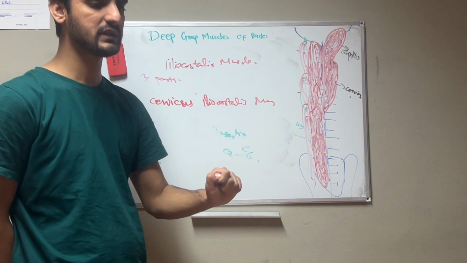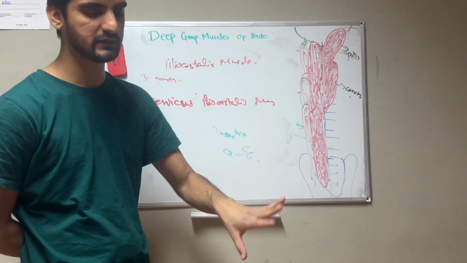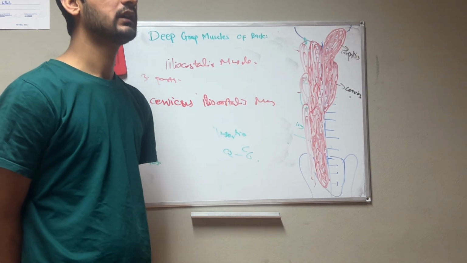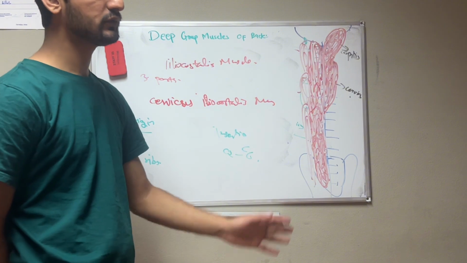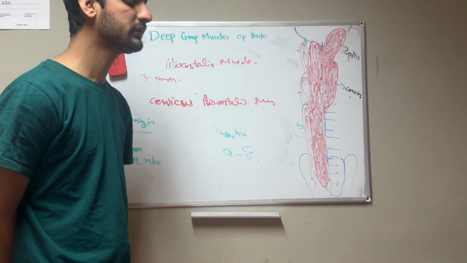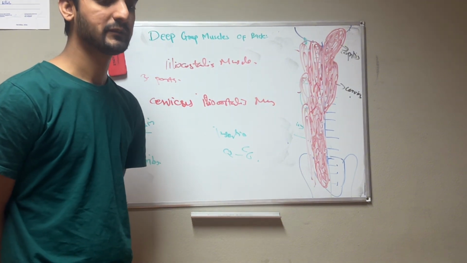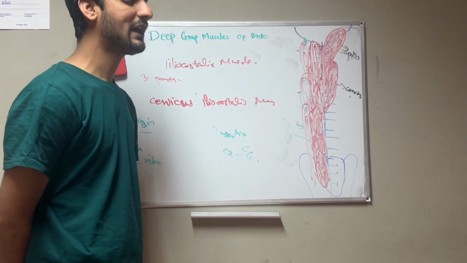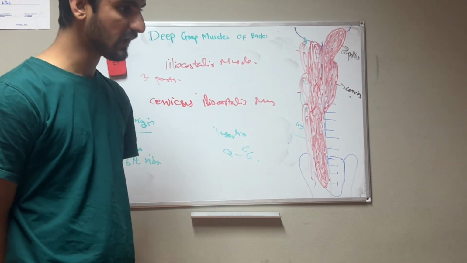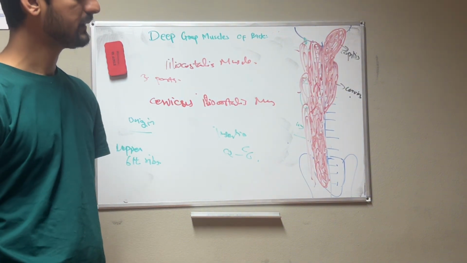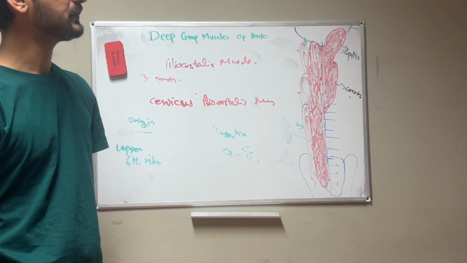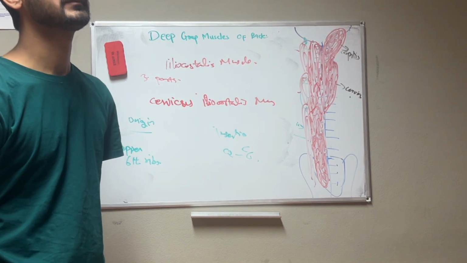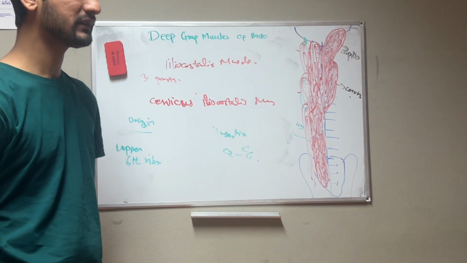The first layer: beneath the superficial group of muscles, we have the first layer of deep muscle, which has 2 sections. We have the spinalis muscle, which has 3 parts: cervicis, capitis, and thoracis. Then we have the 5th one, the spinotransversales.